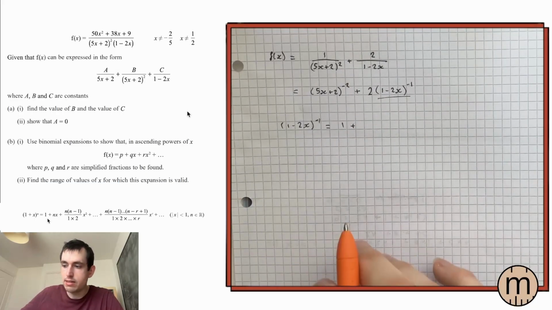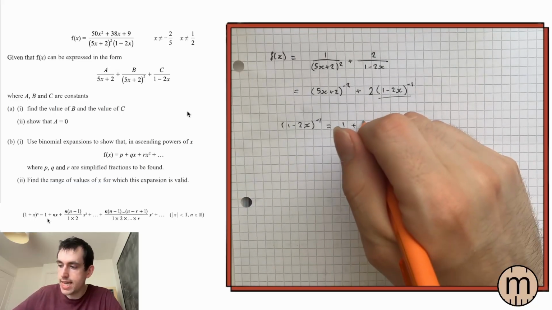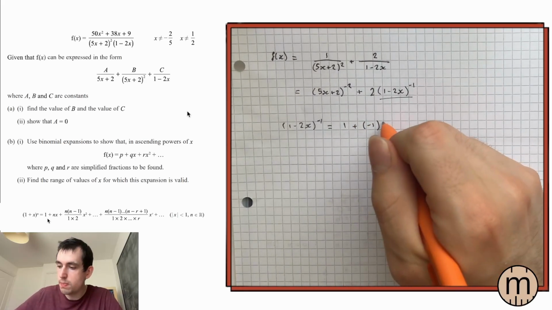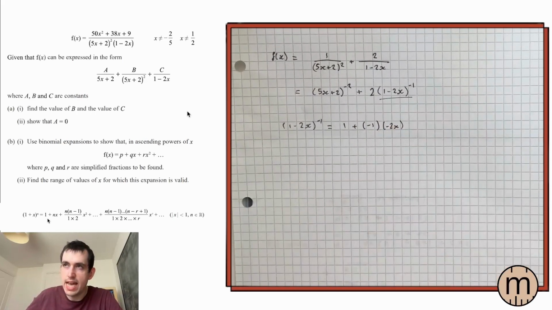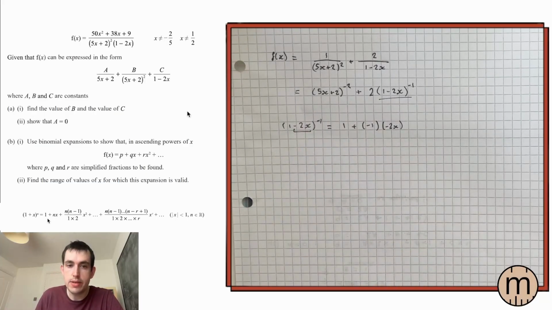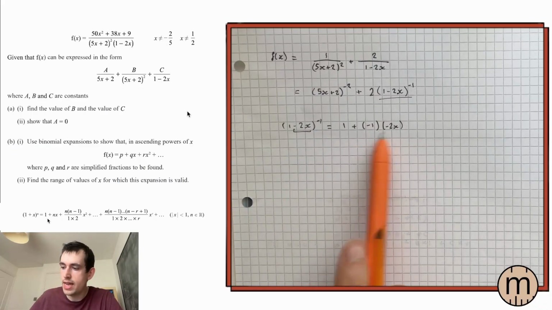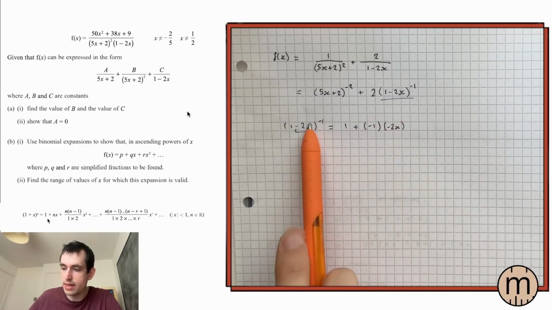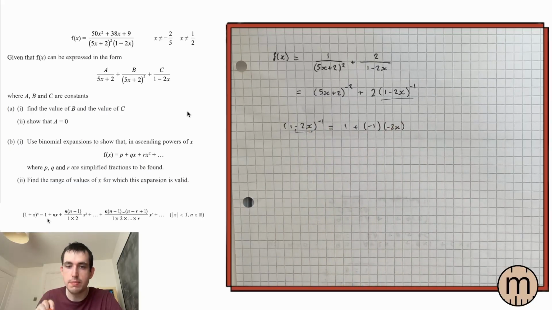Next up is nx. Nx means take the n, which is the power, which is minus 1, and times it by the x. But the x isn't x. X is just a placeholder. The x is whatever is next to the 1. In our case, the x is minus 2x. So nx is minus 1, the power, times by minus 2x, which is the x bit.